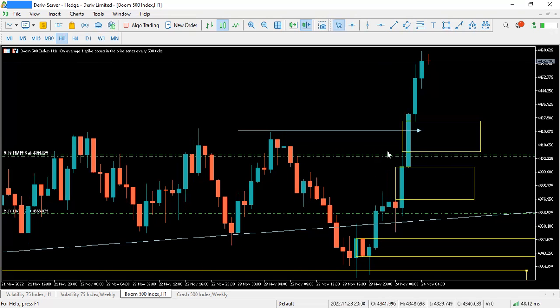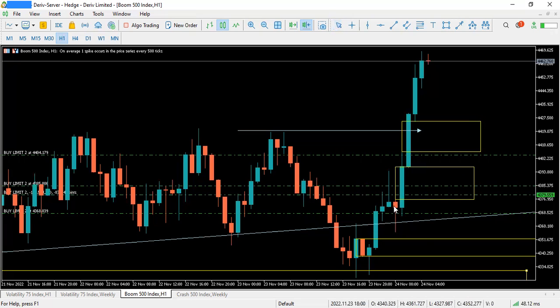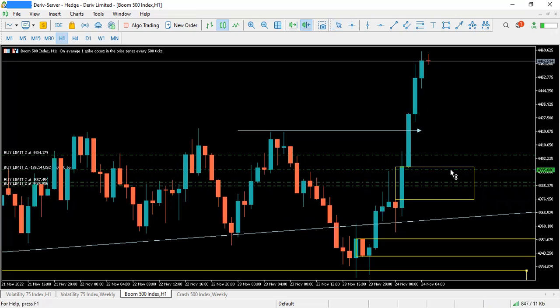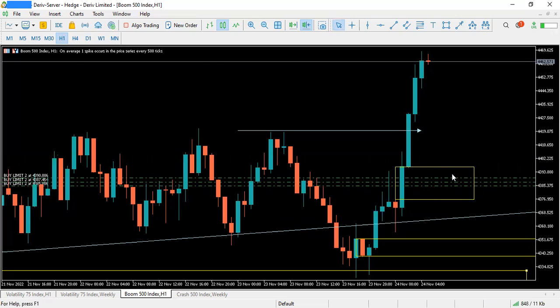So we can have our buy limits in that zone here, because not only do we have a fair value gap, but we also have an order block here. Order block, fair value gap, that's a very, very strong zone. That's a very magnetic strong zone. The market can pull back all the way there.